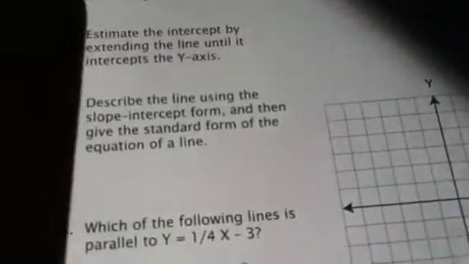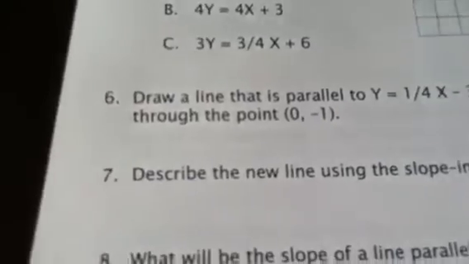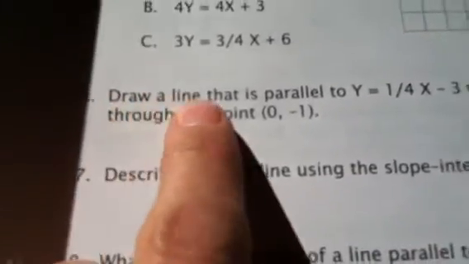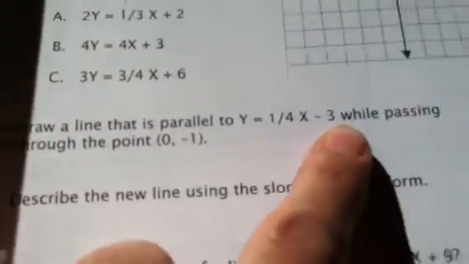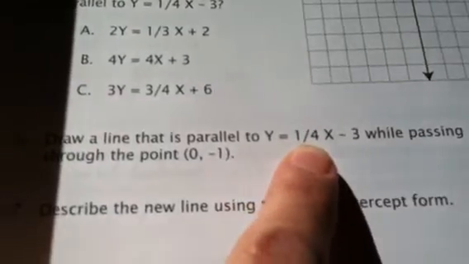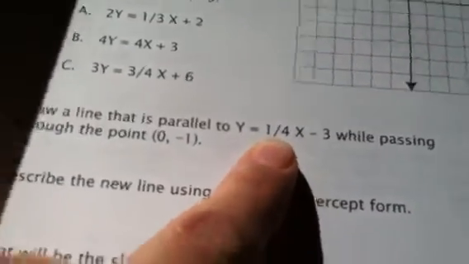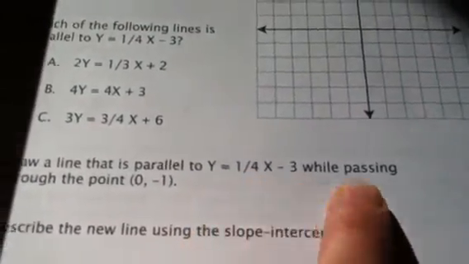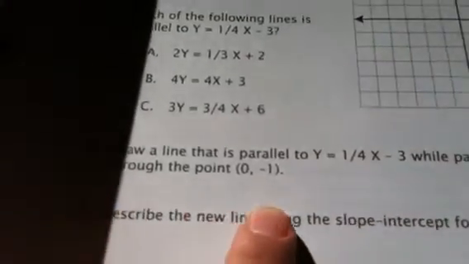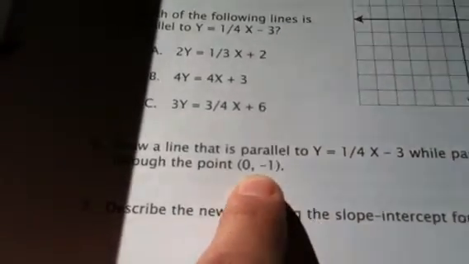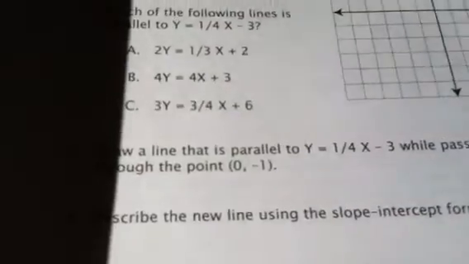Okay? All right, let's try this one right here. It says, draw a line that is parallel to this line. Ooh, look what the slope is, 1/4. That means my new line is going to have also a slope of 1/4. But it's going to pass through the point (0, -1). Okay, (0, -1). Does everybody realize, let's plot that. (0, -1). It's about right there.